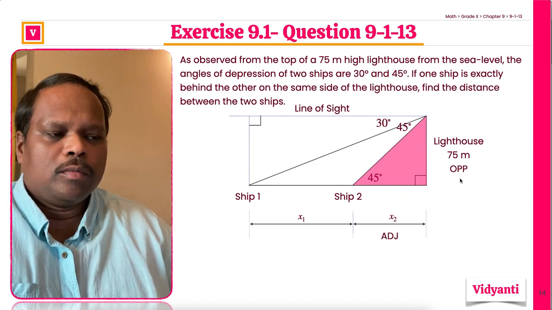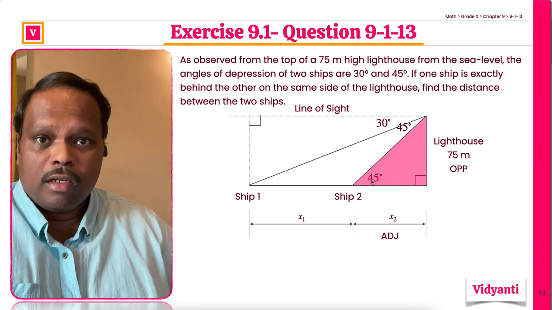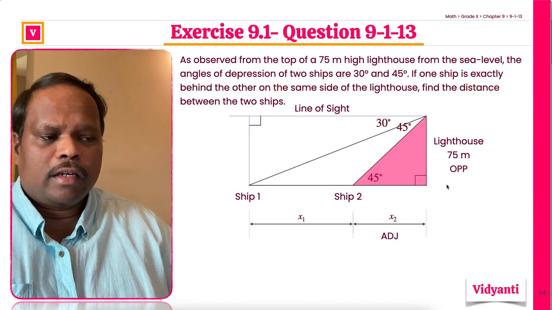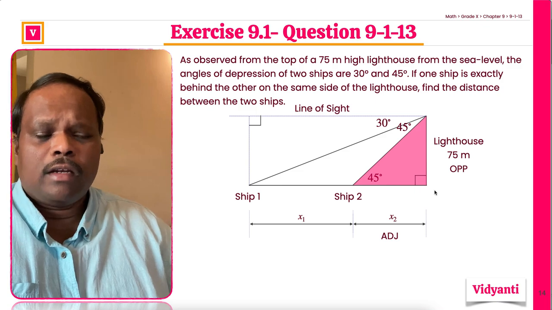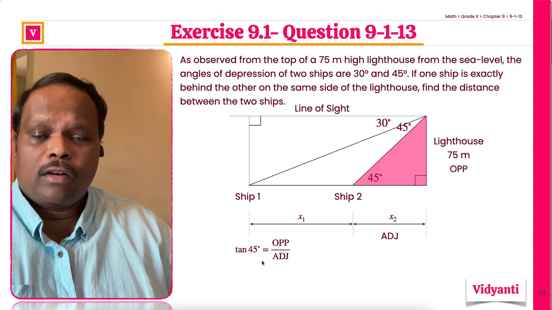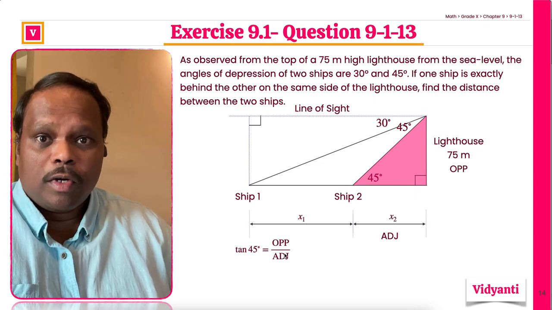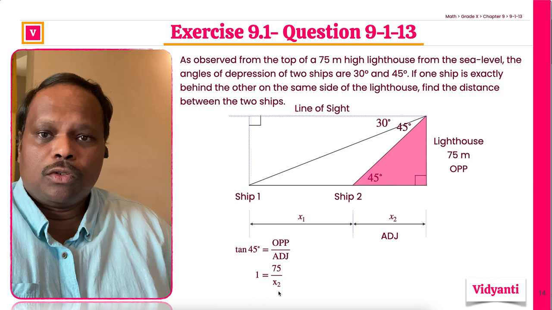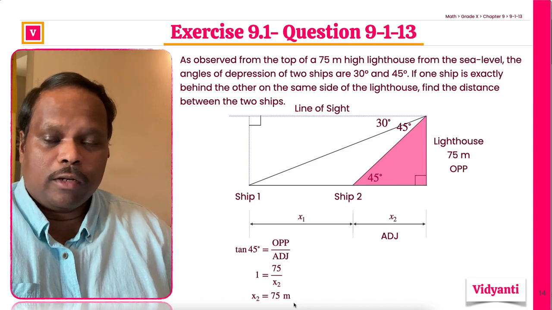So now let us assume that this is your opposite, which is 75 meters for this 45-degree angle directly facing in front of it, and this is your adjacent side. So again, we are going to correlate opposite with adjacent. So we are going to use tan. Let us write a generic equation. Tan of 45 degrees is opposite over adjacent. Tan 45 from standard trigonometric tables is 1. Opposite is 75. So if you cross multiply, you're going to get x2 as 75 meters.